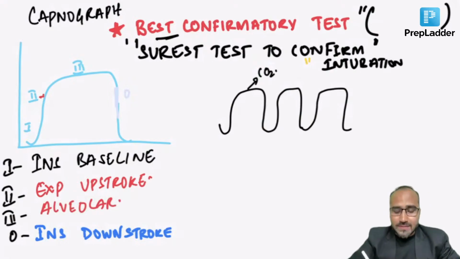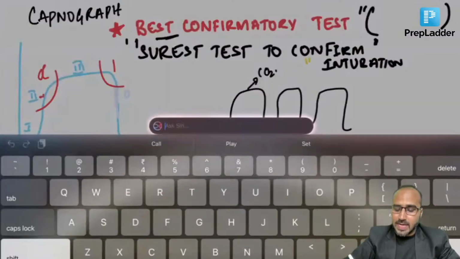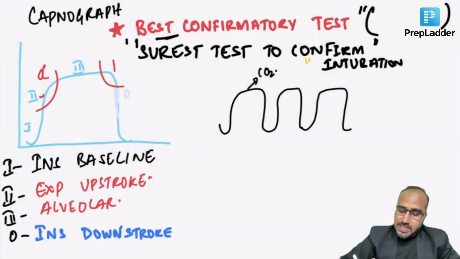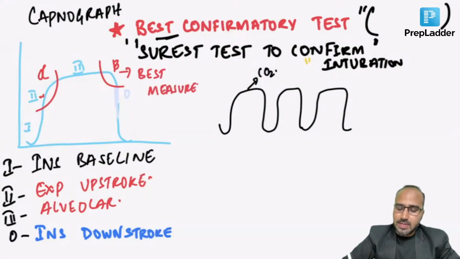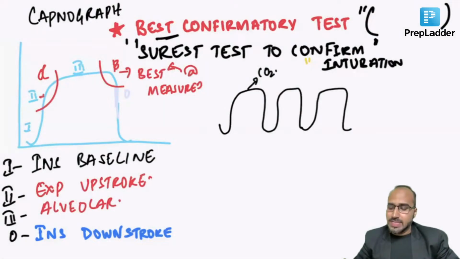Now, guys, in between the phase 2 and phase 3, there is an angle formed which is called as alpha, and between phase 3 and phase 4, there is one angle formed called as beta. And remember, guys, this angle called as beta is very important. Why? Because capnograph is best measured at this point. Capnograph is best measured at beta angle.